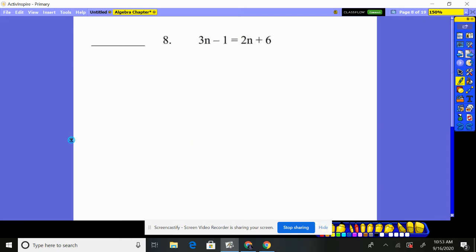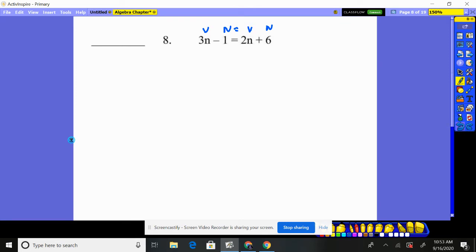Number 8, again, you have a variable minus a number equals a variable plus a number. Let's get all variables to one side. So I'm going to move him over and move him over. So we're going to move the variable first is what we like to do.